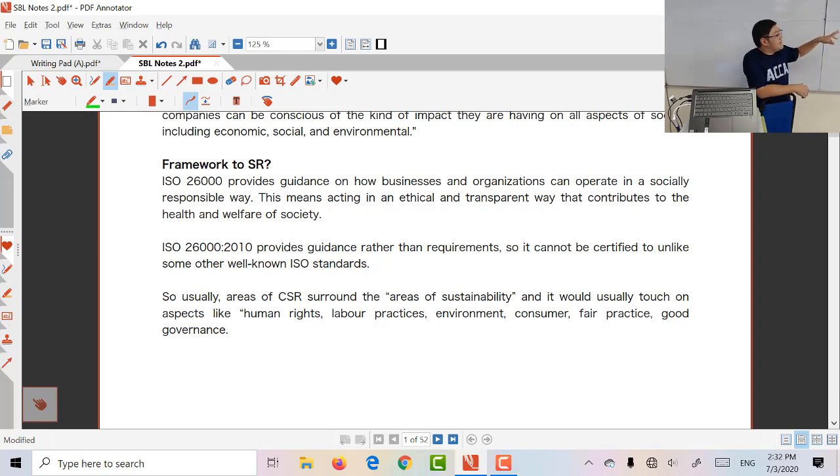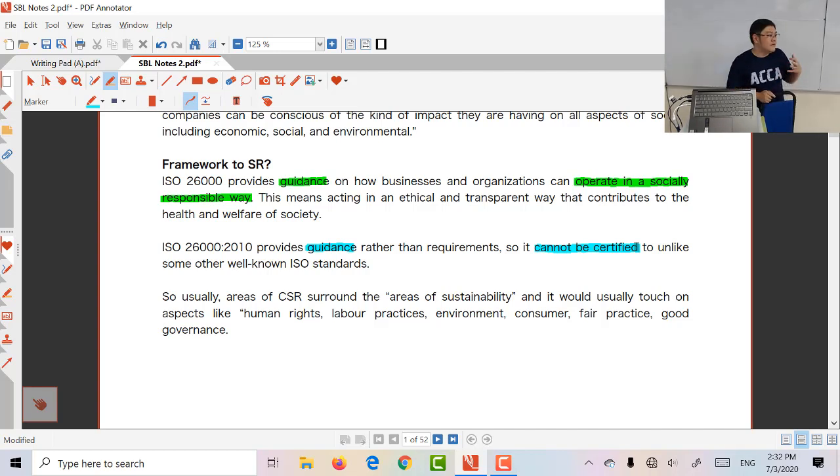Now, this is an ISO on social responsibility. They are not giving a certification. You have to see this very carefully. They gave us guidance telling businesses or organizations on how they can operate in a more socially responsible manner. Okay, but it's only guidance. So you cannot be certified. You understand? There's no certification.